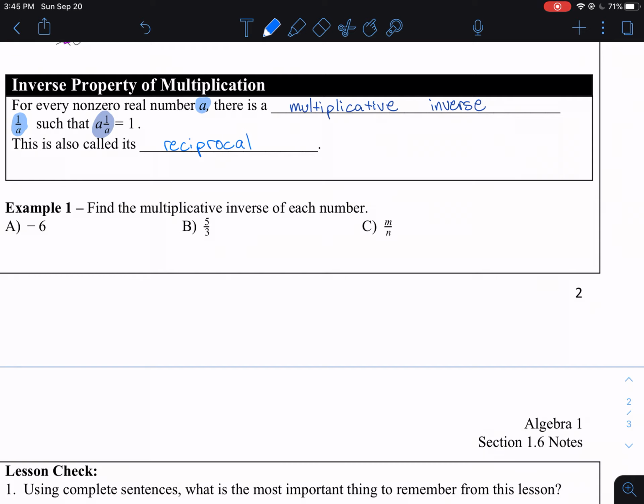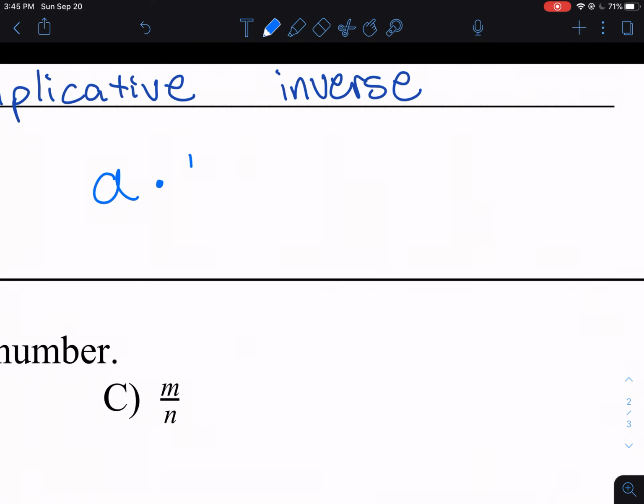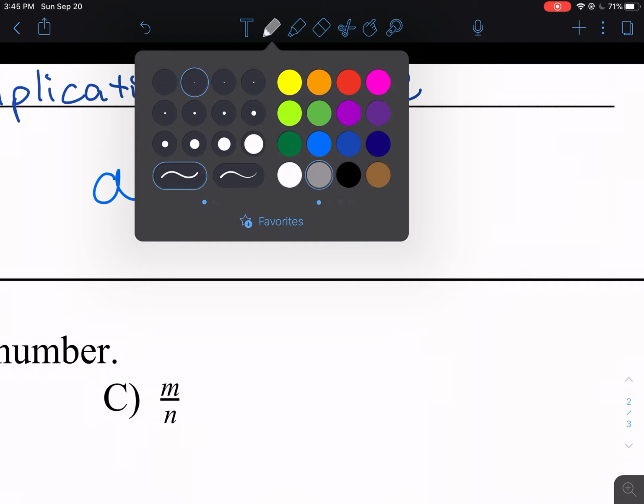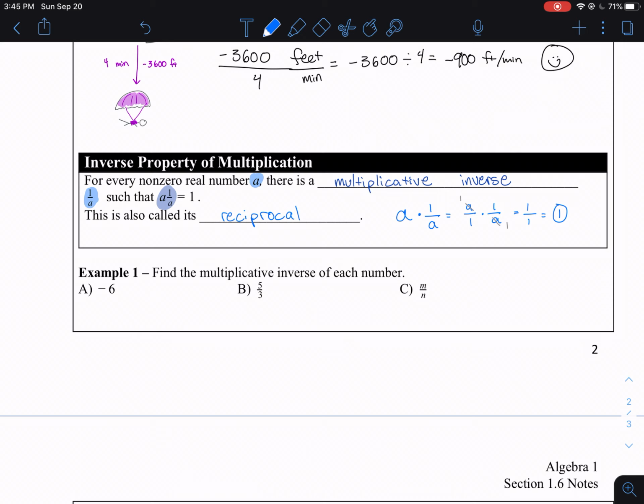Okay. And the reason this works is because if you have some number, a, and you multiply times 1 divided by a, that's the same thing as a over 1 times 1 over a, and then our a's are going to reduce. So this reduces with this. You just get 1, and then 1 times 1 on the top is 1, and then 1 times 1 on the bottom is 1, and 1 divided by 1 is 1, and wow, I've said 1 way too many times. But yes, they're always 1.